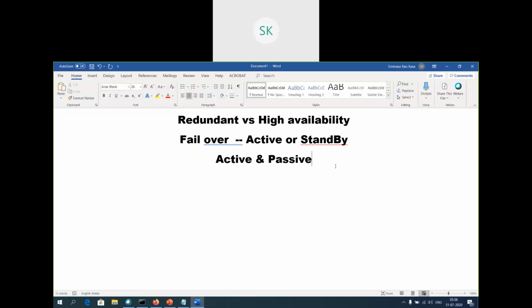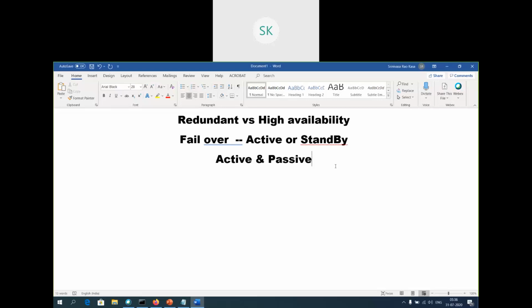Okay, redundancy, we talk about the physical layer. High availability, we are going to talk about the software layer. How they are going to use the functions, it all depends. So redundancy is all about physical devices. And failover. What is failover? The failover concept is going to come into the picture.